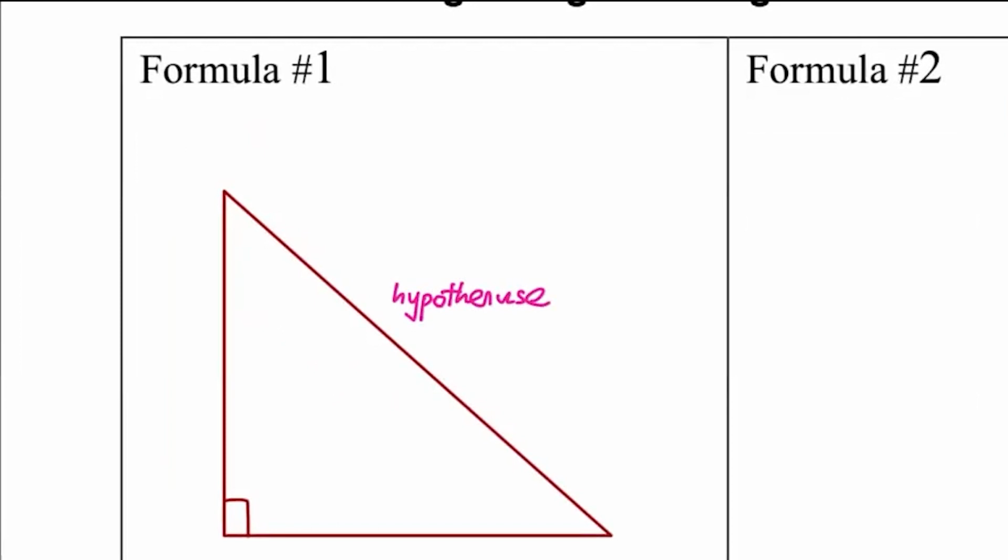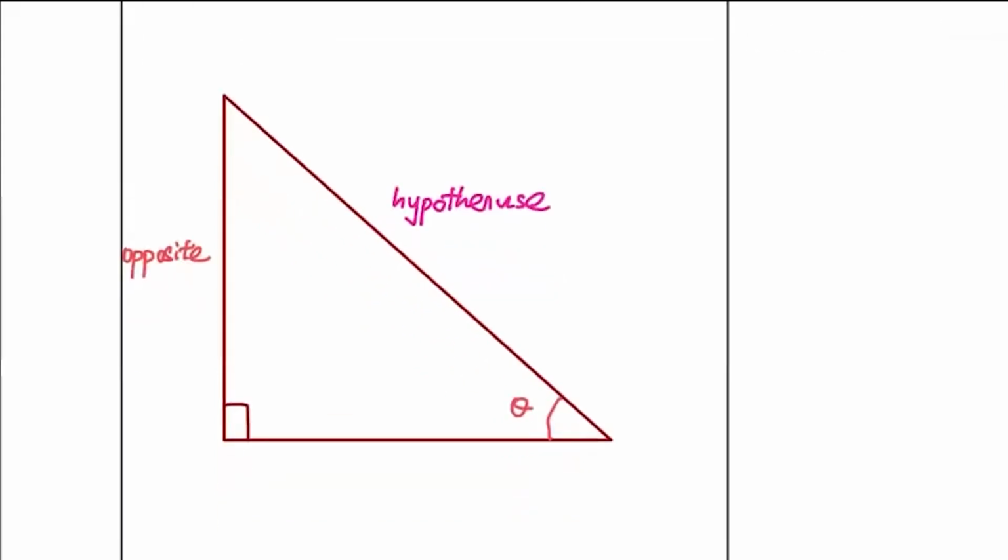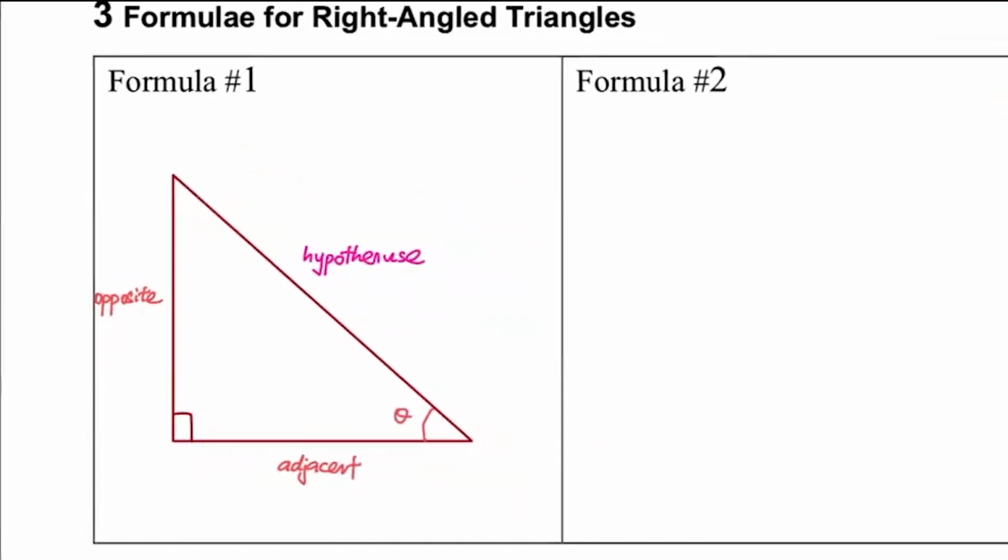Then, when I add one more angle in the right angle triangle, let's say you have theta here, you can call the side opposite the angle the opposite. The side that is next to the angle, we call the adjacent. This is what we have learned before. So this is your H, this is your O, this is your A.